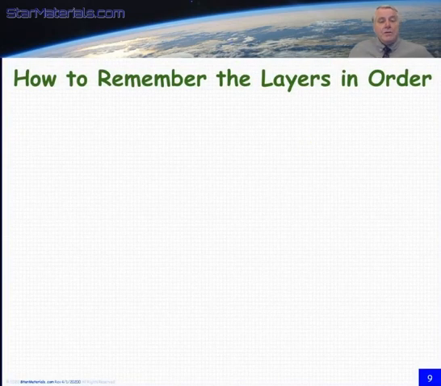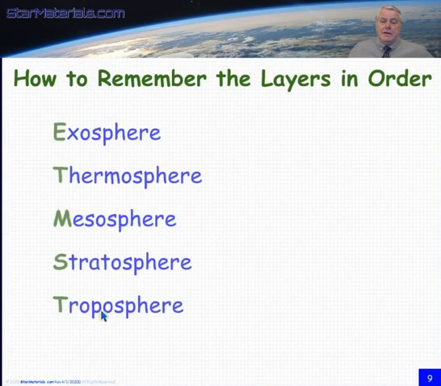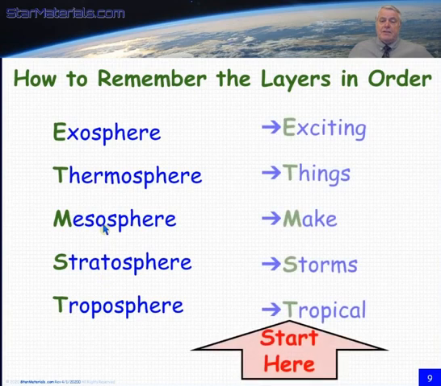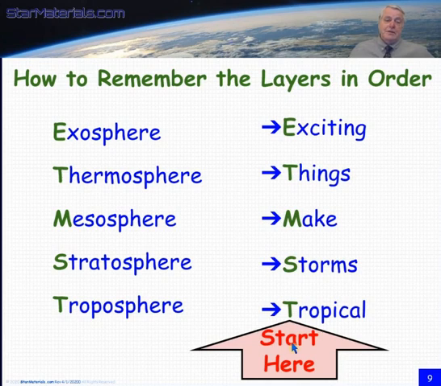Now, how to remember the layers in order. We've got the troposphere, the stratosphere, the mesosphere, the thermosphere, and the exosphere. Oh my goodness. Let's start where we are. With our feet on the ground, we're in the troposphere.